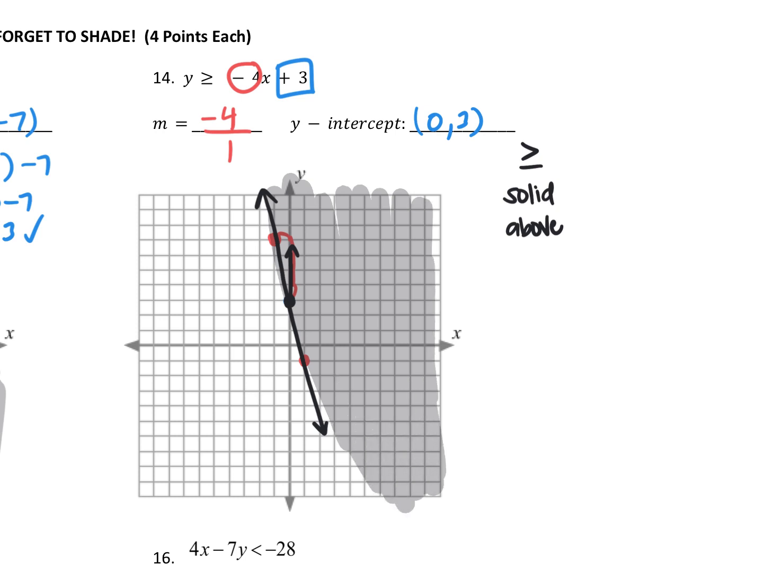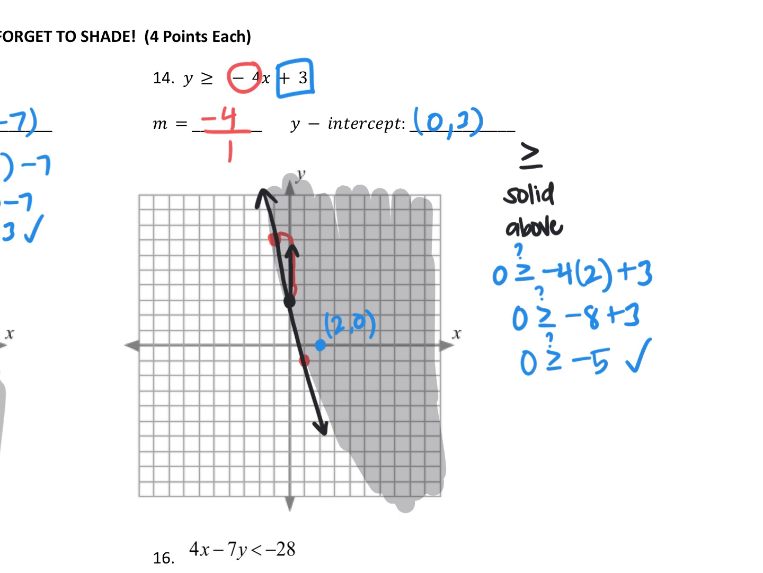Okay, double check our answer here. If we pick a point in our shaded region, let's pick the point 2, 0, and I'm going to plug that in. So 0 is my y value, and then I'm plugging in 2 for x. Is this true? Is 0 greater than or equal to -8 plus 3? Is 0 greater than -5? Yes, it is. So we do know that we have shaded correctly.